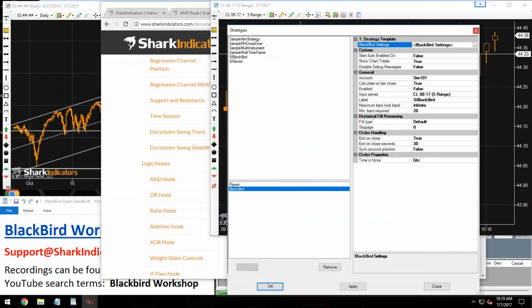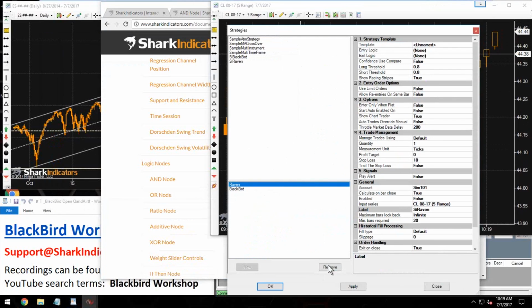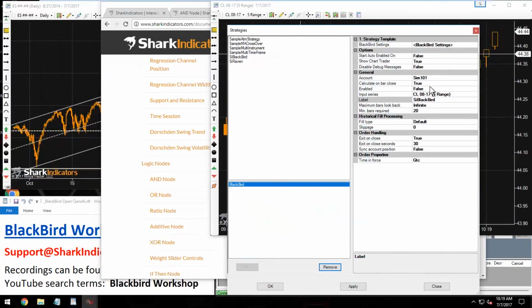So I guess, Martin, you're asking, is BlackBird good for back testing? And yes, let's open up BlackBird again here. Actually, let me just turn BlackBird on here. Let's remove this and let's enable BlackBird. There we go.